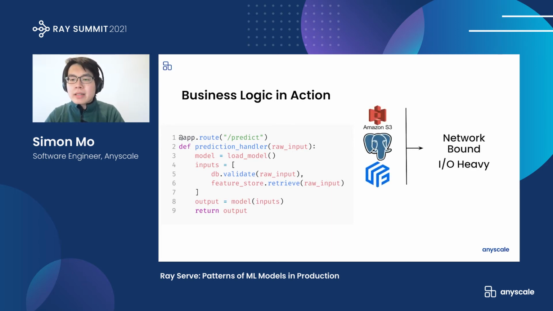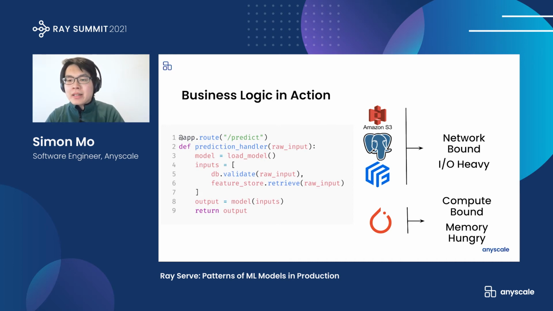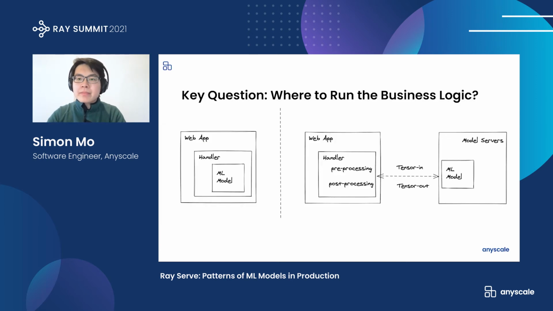While the model is loading up, or we're looking up a database record, or looking up the feature store, these calls are network bound and IO heavy. However, the model inference is compute bound and memory hungry. These requirements of model inference and business logic lead to the server being both network bound and compute bound. This is bad because we cannot efficiently utilize all the resources and scaling them will be expensive.